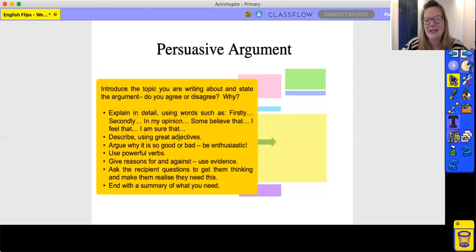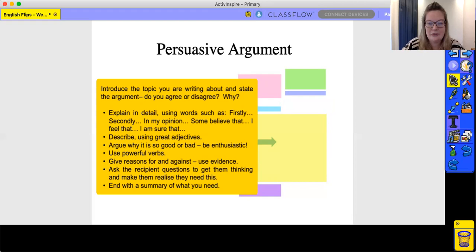Okay, so this bit is the bit we're going to be working on today, our persuasive arguments. And on this plan that you're writing on at the moment, it is just a plan. So there is no need today to write in full sentences. You're just collating your ideas all together, ready to write tomorrow.